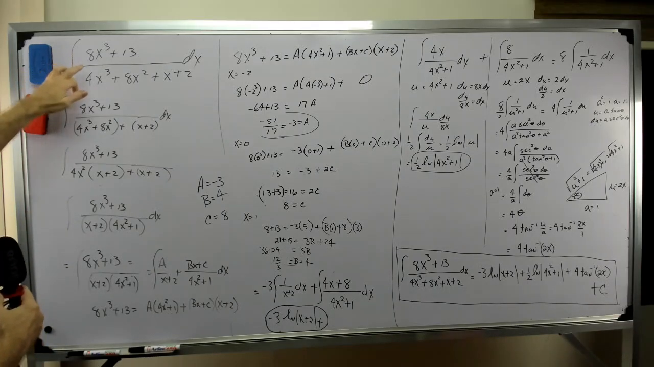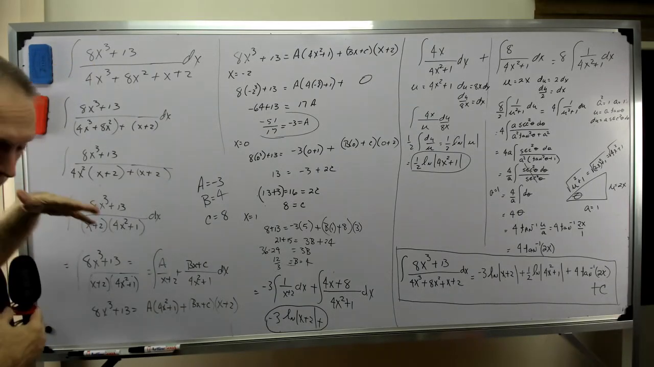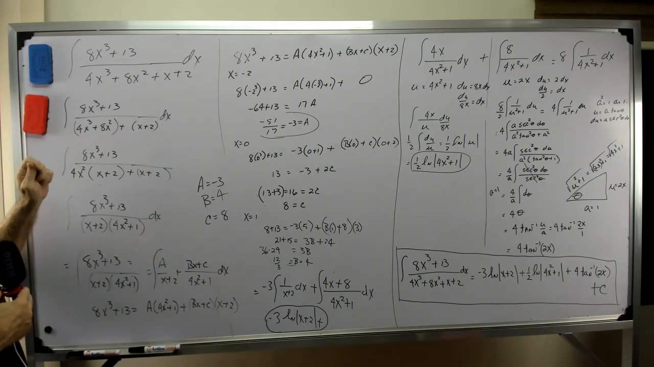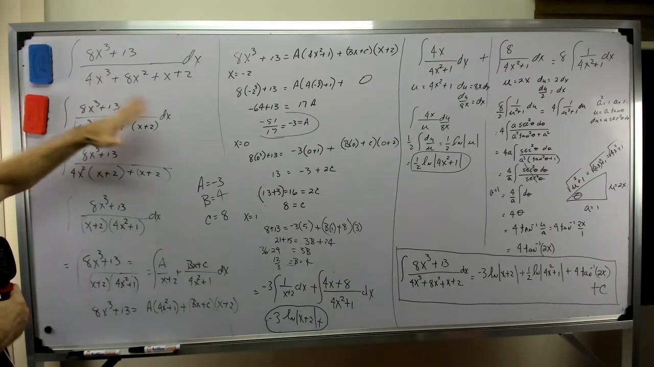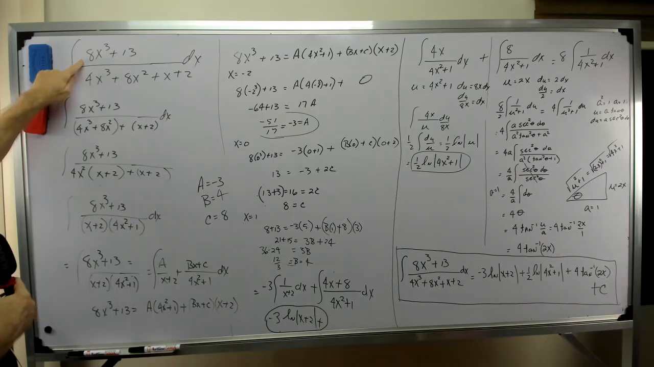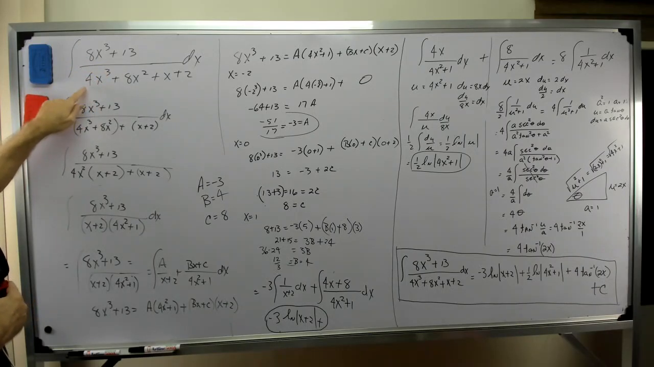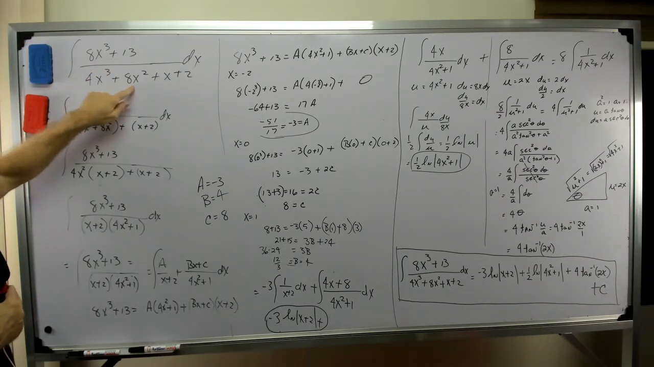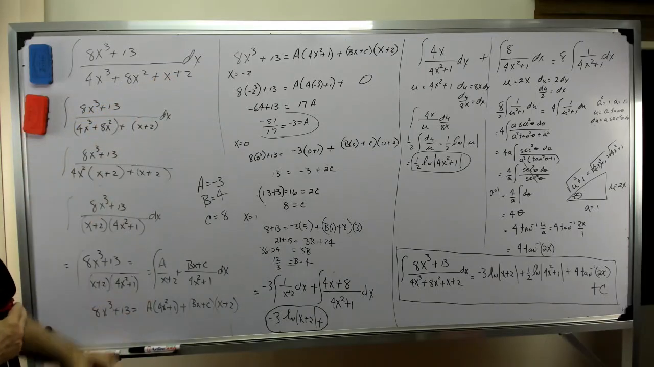Alright, so we had the integral, and by the way, I'll be off the screen just because I'm trying to cover the entire board. So the integral of 8x cubed plus 13 divided by 4x cubed plus 8x squared plus x plus 2.